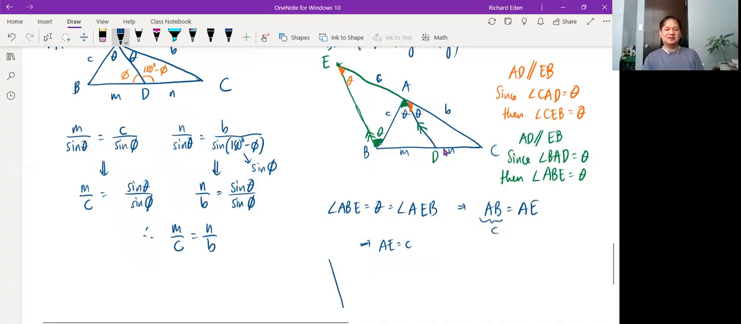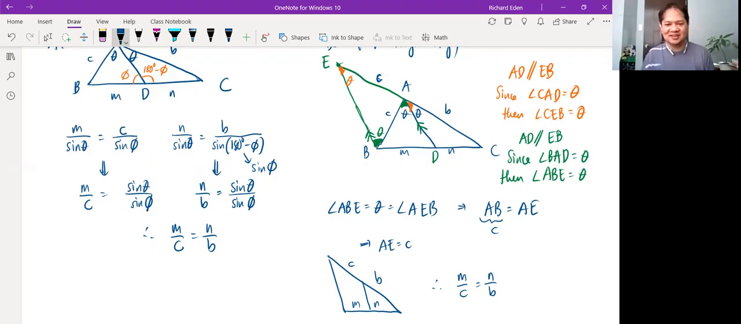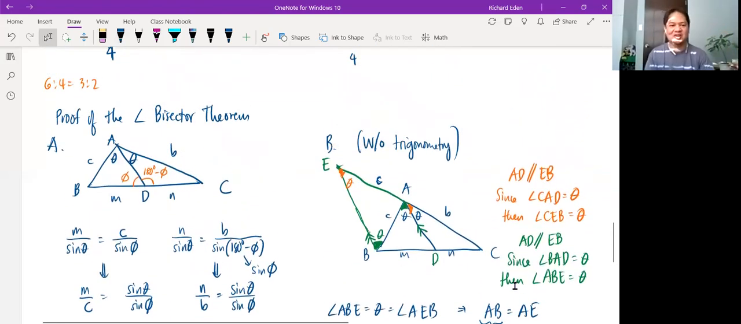And now I see it already. They are similar triangles. Triangles B, M, N. So similar triangles, therefore M over C equals N over B. Ain't it fun? This is the justification we found, without trigonometry; the other one is using trigonometry.